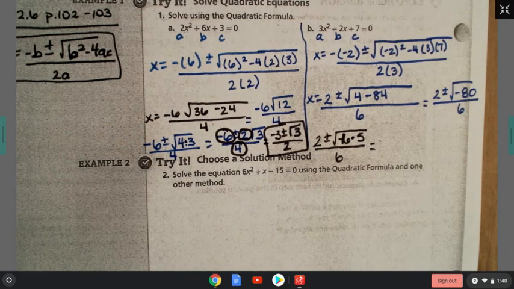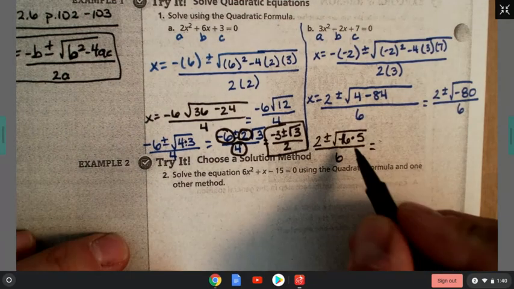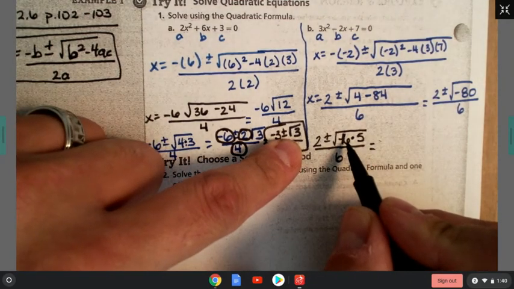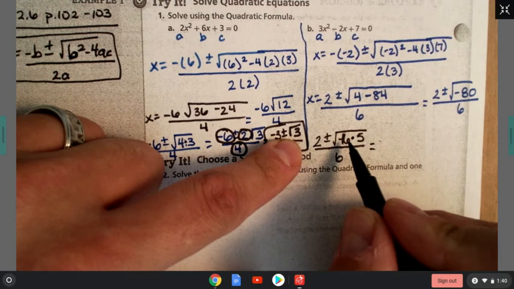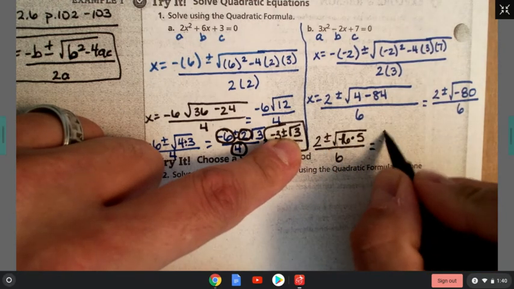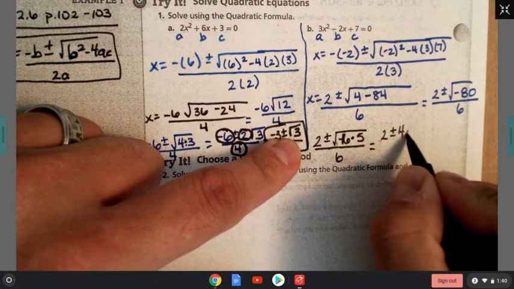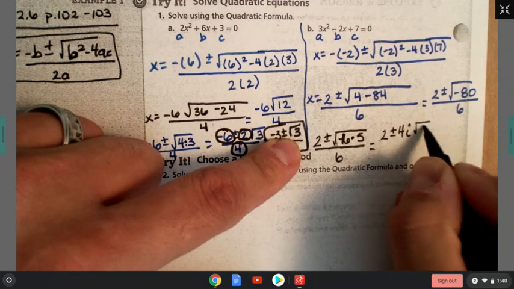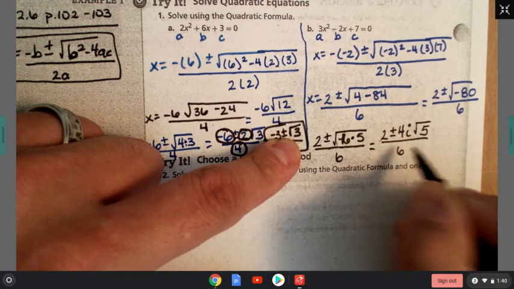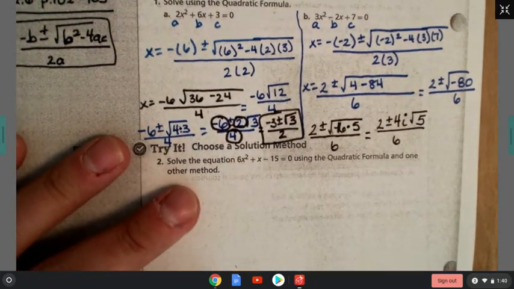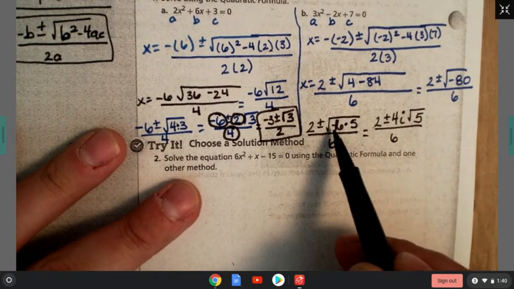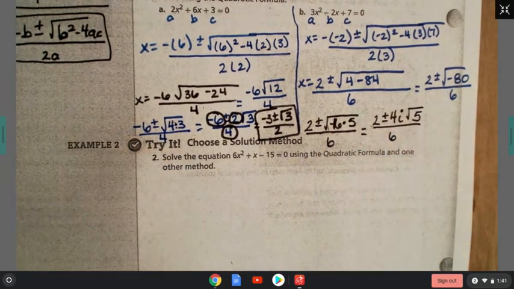So now that we've split it up, the square root of negative 16, the square root of 16 is 4, but since it's negative, I pull out a 4i, and the 5 just stays where it was. Okay, so that's the only difference. Since it was negative, I have to put an i along with that 4. And then we do exactly what we did in the last step.